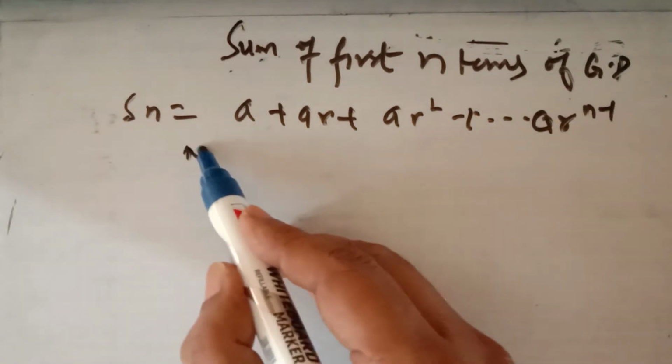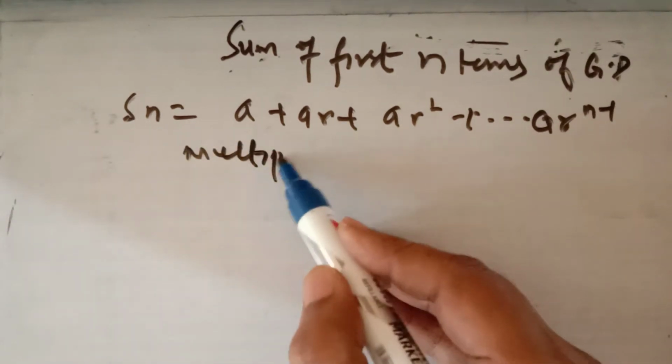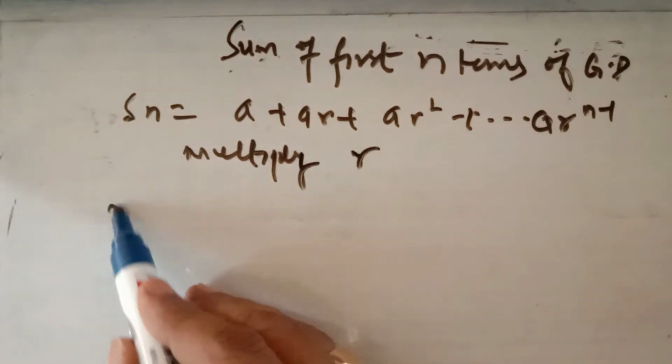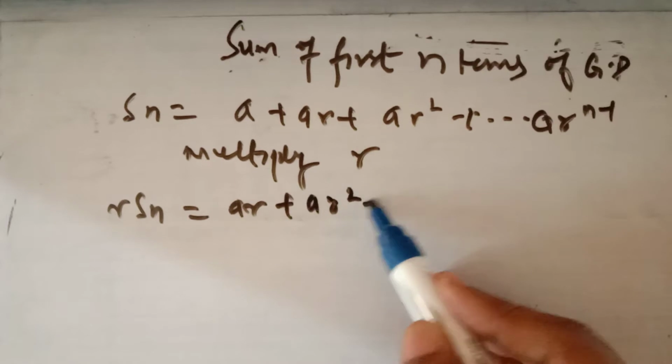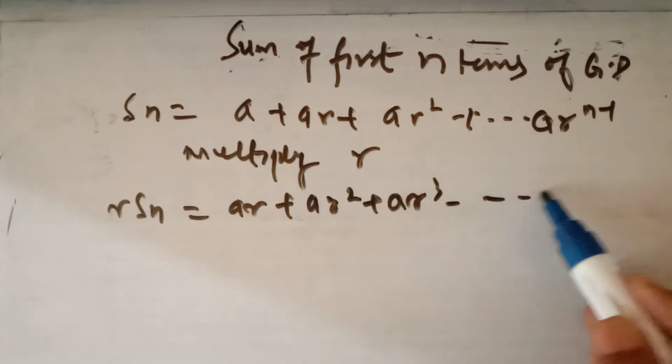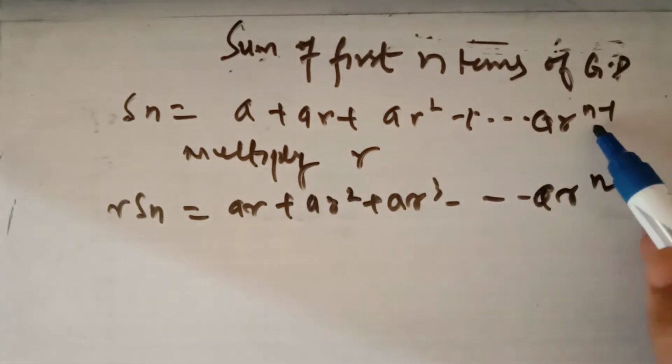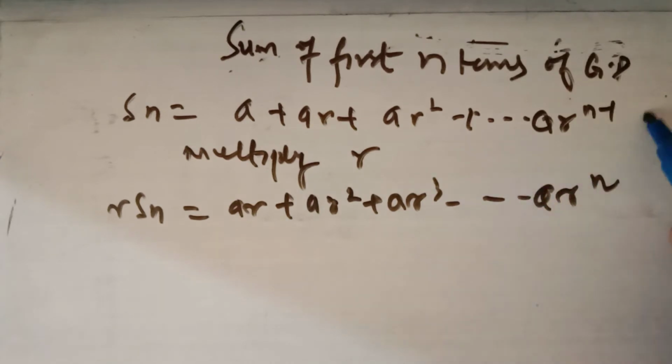If we multiply both sides by the common ratio, rSn will be ar plus ar square plus ar cube up to ar raised to power n. Multiply the last term by r, you get ar raised to power n. Now subtract. This is the first equation.